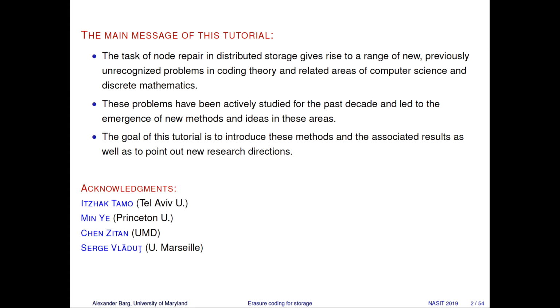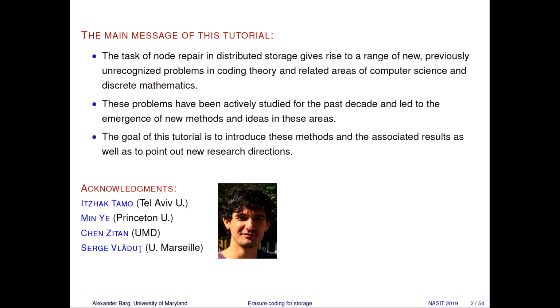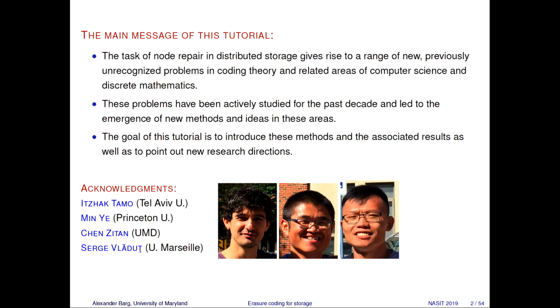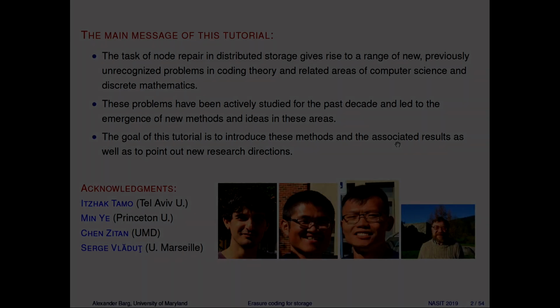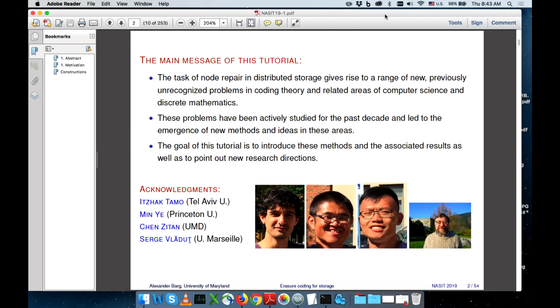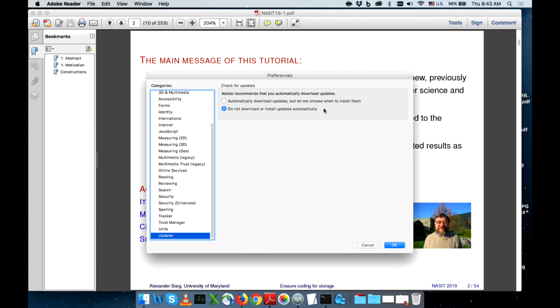To begin with, I will acknowledge my co-authors in these works throughout a good number of years, starting with Itzhak Tamo, currently from Tel Aviv University. Min Ye is a postdoc at Princeton. Chen Zitan is a current student. And Serge Vladuts, who some of you may know from his long line of work on algebraic geometry codes, is a professor at University of Marseille, on leave from his job in Moscow.